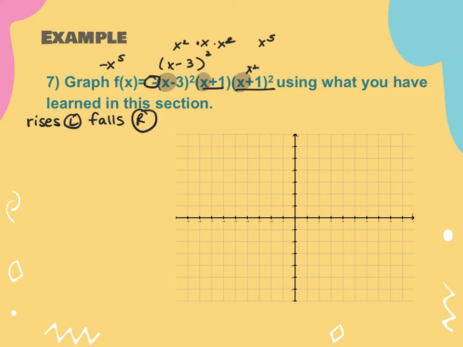Yep. How did you find the 1 yourself? Did you just multiply the negative 3 times the 1? Not yet. Wait, sort of. But you have to square it first. Okay. Yeah. So then that's the trickier part.